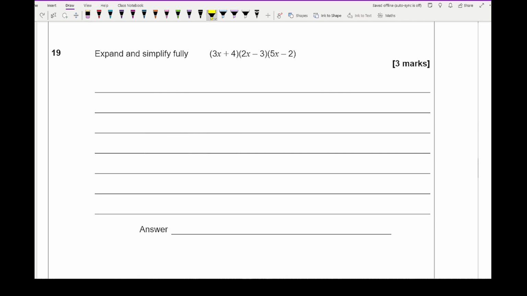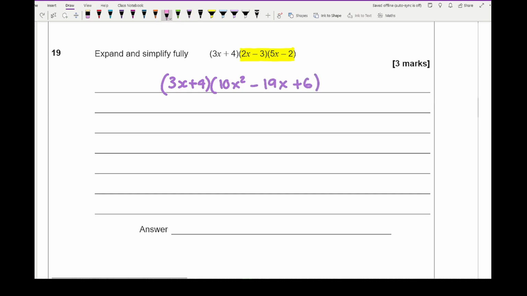Now when it comes to multiplying out 3 brackets, it's always important that you start with 2 brackets, and for my personal preference, I always go for the second 2 brackets. So if I multiply out the second 2 brackets, I've got 3x plus 4, and expanding the next 2 brackets, I get a total of 10x squared minus 19x plus 6.